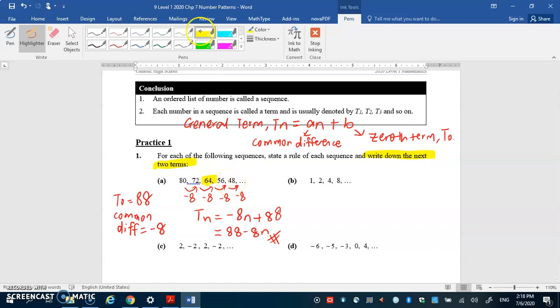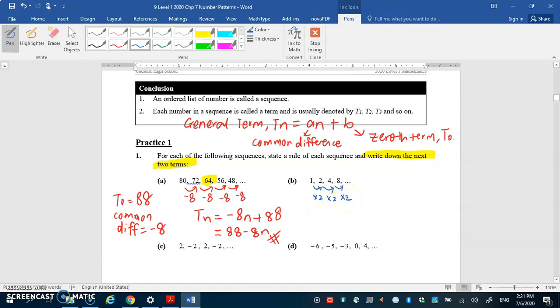Okay, part B. Part B is not so straightforward because this is not a simple question of common difference. Over here, you have 1, 2, 4, 8. Immediately you can see that this is times 2. 1 times 2, you get 2. 2 times 2, you get 4. 4 times 2, you get 8. So if it's not a common difference kind of question, that means there's no plus something or minus something. It is just times 2, times 2, times 2, right?